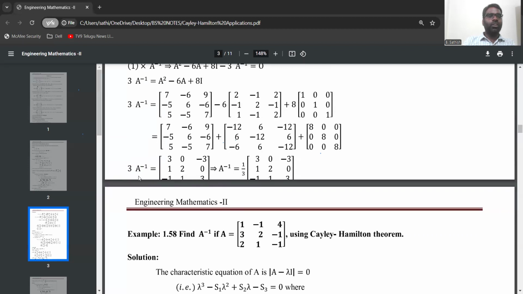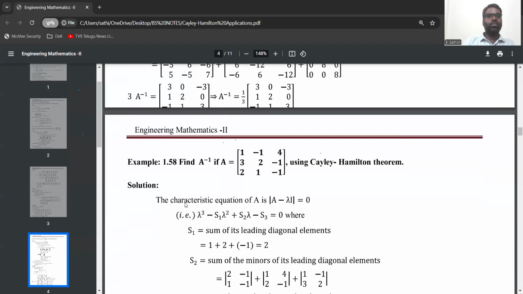So now 3A inverse equals to sum of these matrices. After simplification, we are getting 3 0 minus 3, 2 0 minus 1 1 3. So from that, we are getting A inverse equals to 1 by 3 into 3 0 minus 3 1 2 0 minus 1 1 3. So this is the process of finding inverse and higher powers also. Higher powers of given matrix here.